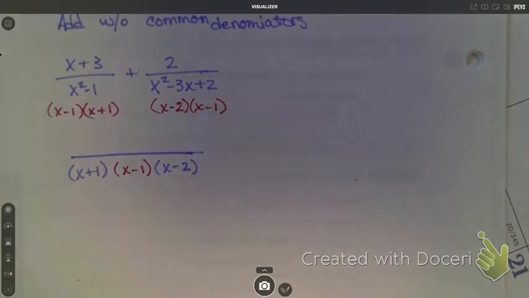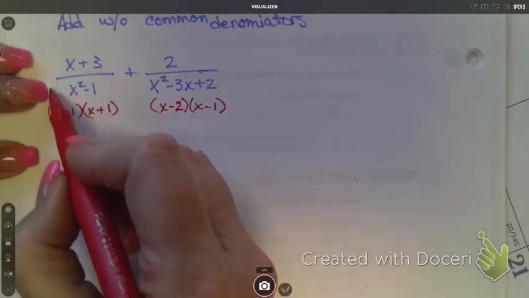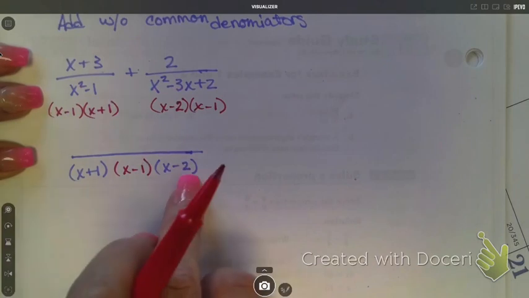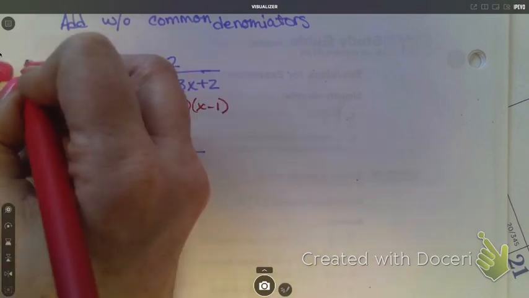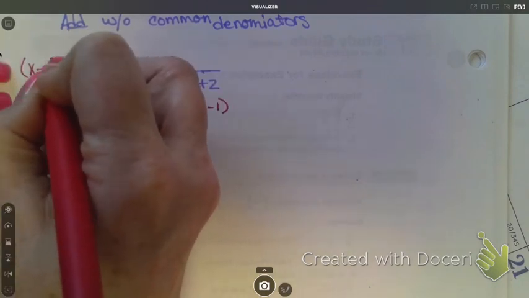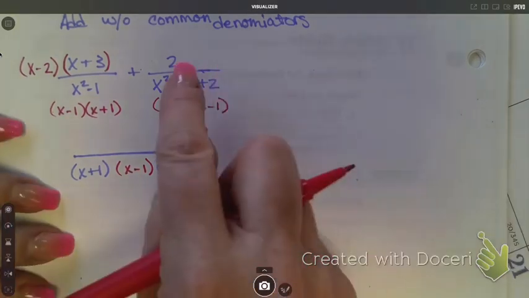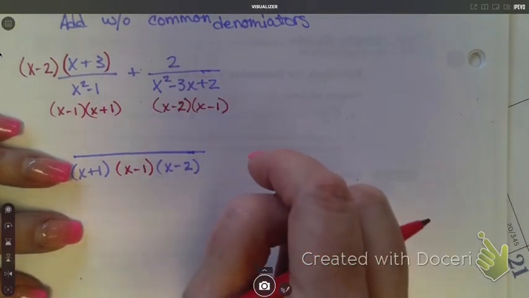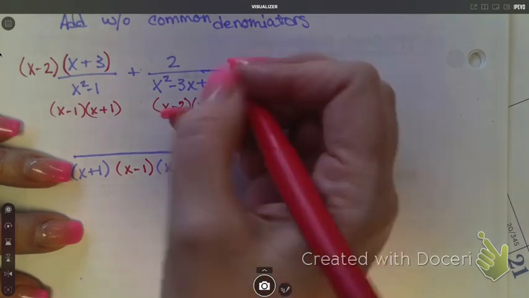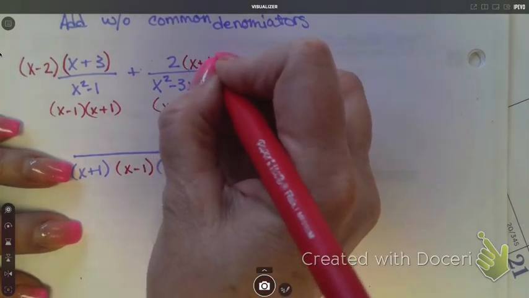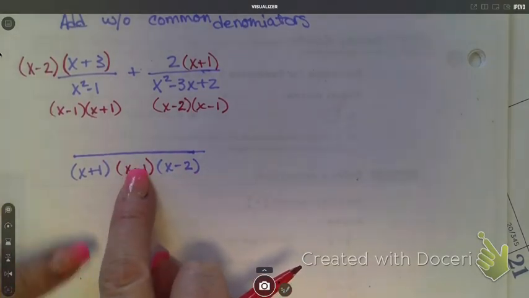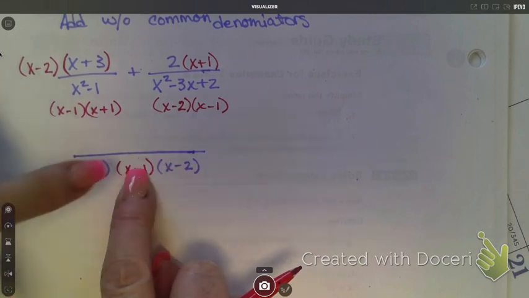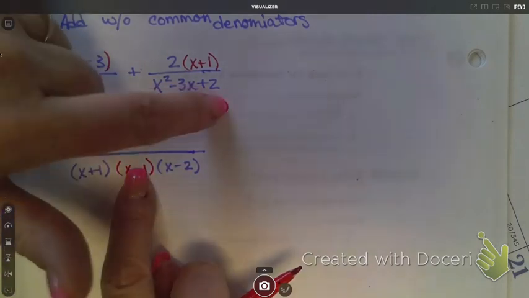Okay, so now I need to multiply by what they're missing. On the left, what is this missing of the common denominator? X minus 2. So I have to take this quantity and multiply it times X minus 2. And I have to take this and multiply it by x plus 1. So if you use that common term in the middle, you multiply by the one on the other side. Do you see that? You're setting it up to know what to do.